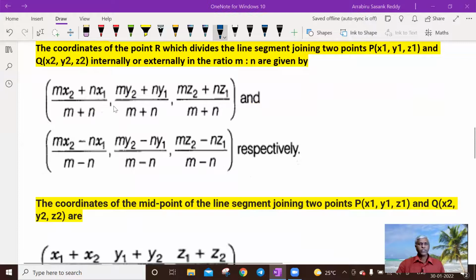Now, the coordinates of a point which divides the line segment joining 2 points (x1, y1, z1) and (x2, y2, z2) internally or externally in the ratio m is to n are given by (mx2 plus nx1) by (m plus n), (my2 plus ny1) by (m plus n), (mz2 plus nz1) by (m plus n). It is internal. If you take (mx2 minus nx1) by (m minus n), (my2 minus ny1) by (m minus n), (mz2 minus nz1) by (m minus n), it is external.